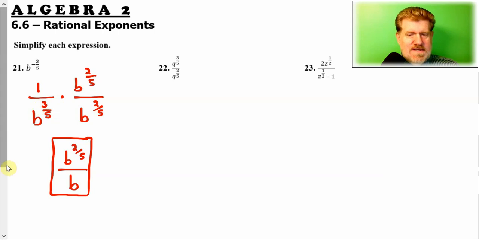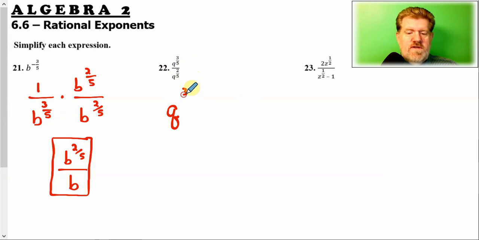So take that for what it is. It's not my favorite kind of problem, but that's the way they expect us to do it. This one looks a little bit easier because we're just dividing. So if we divide, what do we do with the exponents? We just subtract them. So this is q.